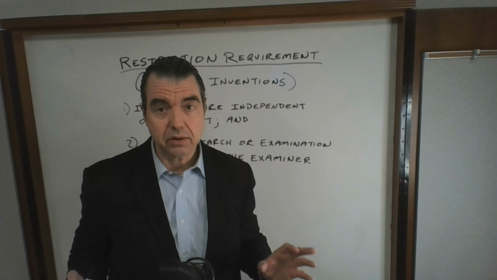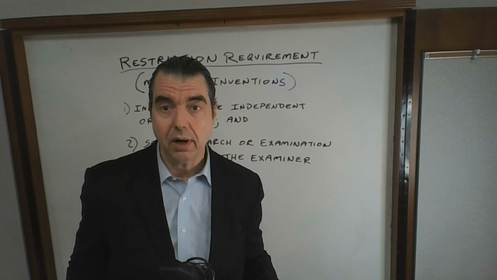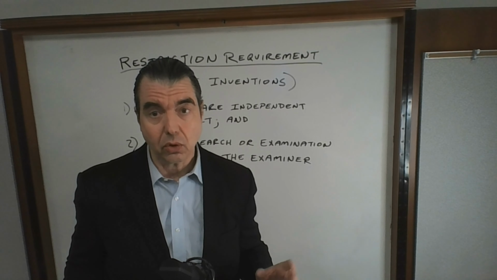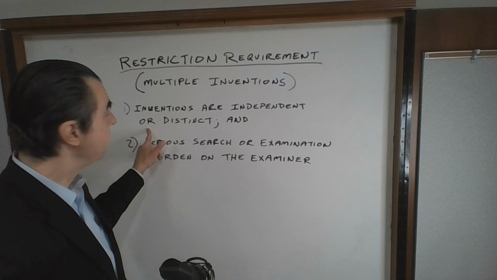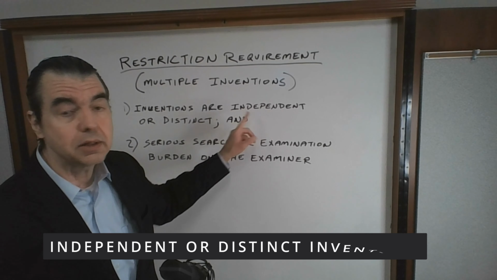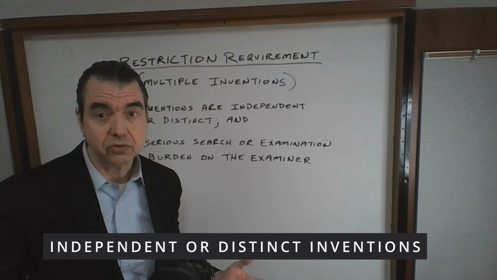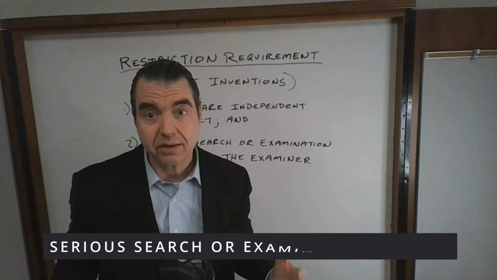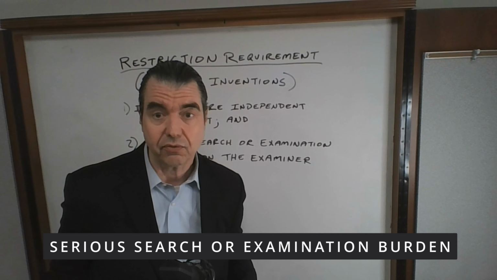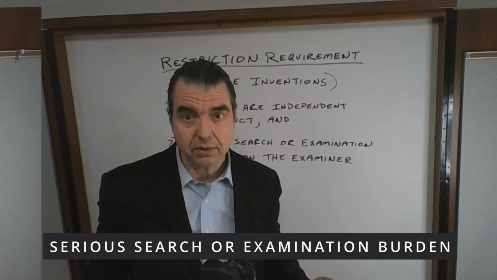Now, there is a requirement that the patent examiner has to meet before that examiner can issue a restriction requirement. And those requirements are that the examiner has to make the determination that the inventions are independent or distinct, and that there would be a serious search or examination burden on the examiner if the examiner were forced to search and examine those different inventions. So let's start with the first requirement.